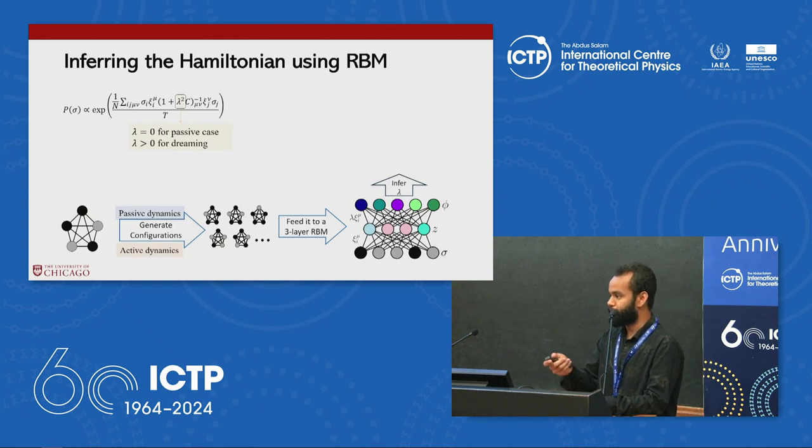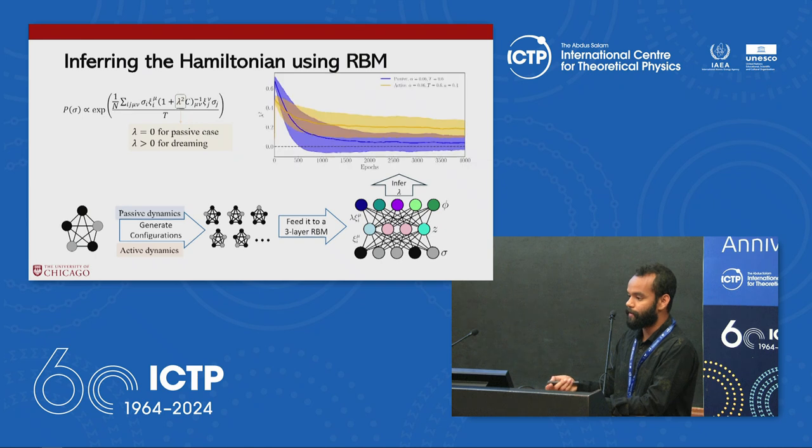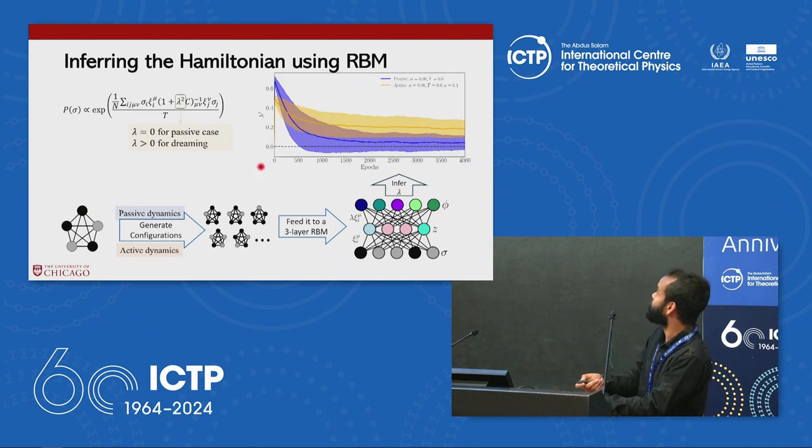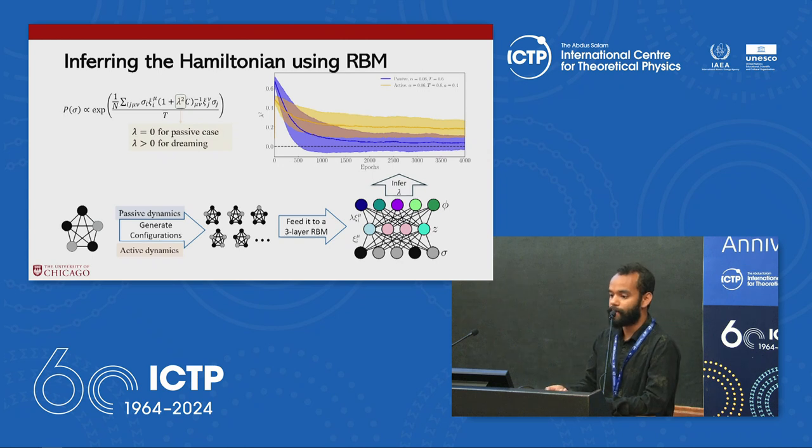Once we do that, we can infer lambda by trying to reduce the KL divergence of the system. And if we do that, we finally obtain that for the passive case, lambda goes close to zero, which is exactly what we want. And for the active case, the dreaming case, lambda is greater than zero, which goes on to prove our claim that with active dynamics, the system is performing something like dreaming.